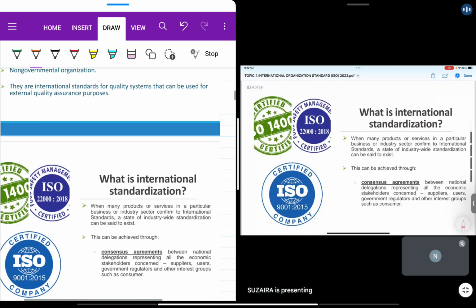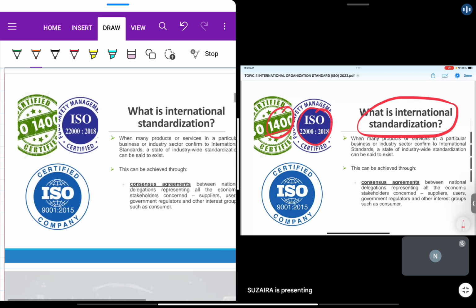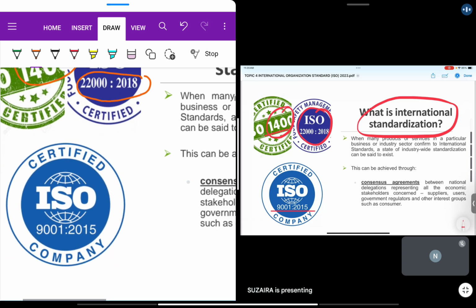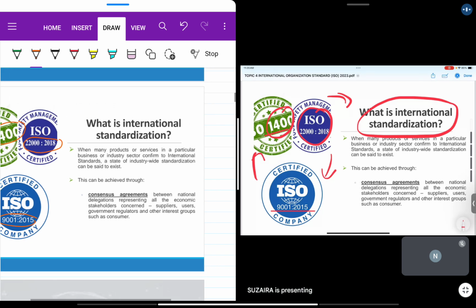So what does it mean by international standardization? Yeah, when we talk about ISO, these are examples of logos. If you look here, we have 14,000. This one is 14,000, and this one is ISO 20,000, more towards food safety management. And we also have 9001:2015. So 2015 is the year it was published, and this can be used worldwide. It depends on the nature of the company, because we have different kinds of ISO that can be applied in a company.